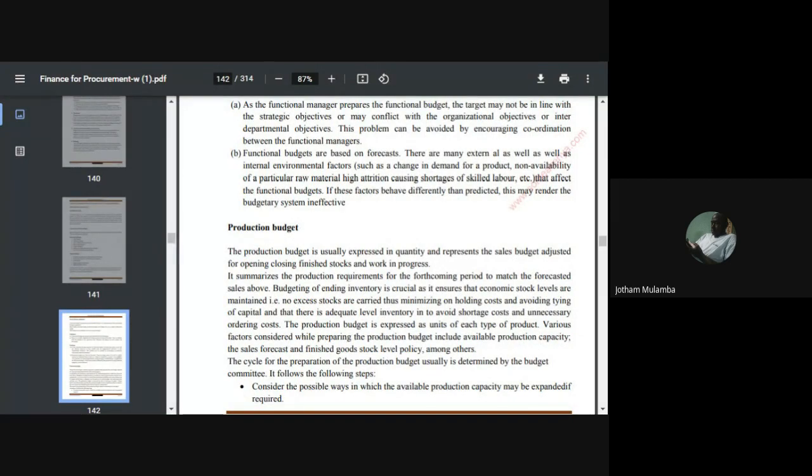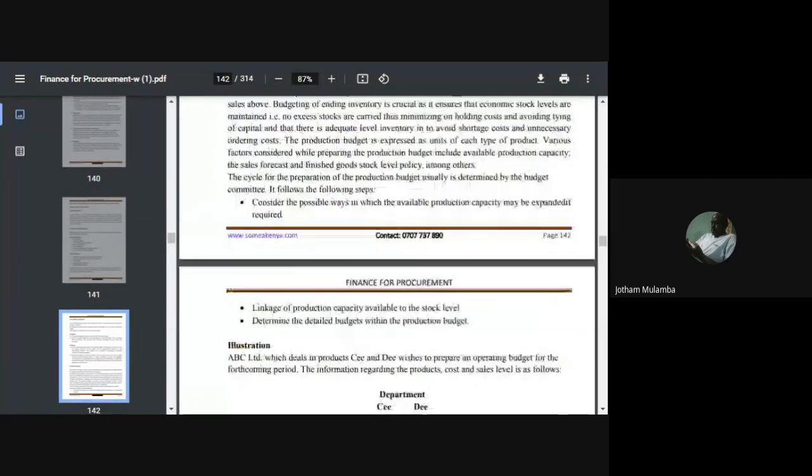Then production budget. A production budget is usually expressed in quantity and represents the sales budget adjusted for opening and closing finished goods, finished stock, and work in progress. When you talk of production, we are concerned about how we are going to produce this particular item. How much money are we going to incur to be able to produce it? What are we going to incur in cost? Then, as we produce, there are some items which we will not have finished producing by the end of the period, so we refer to them as work in progress. There are other items that might still be in process, so we will also recognize them.